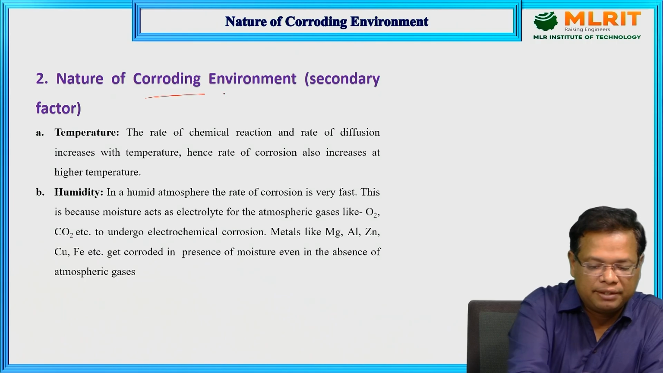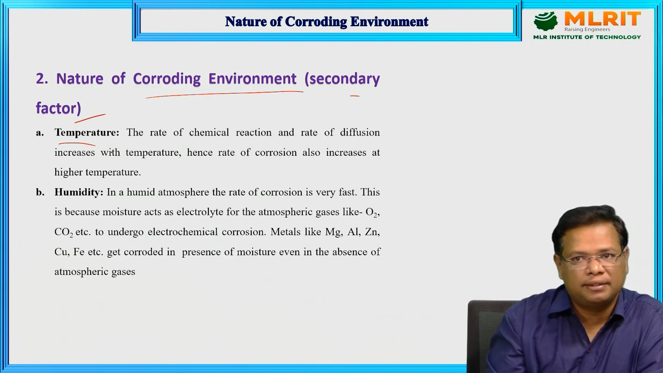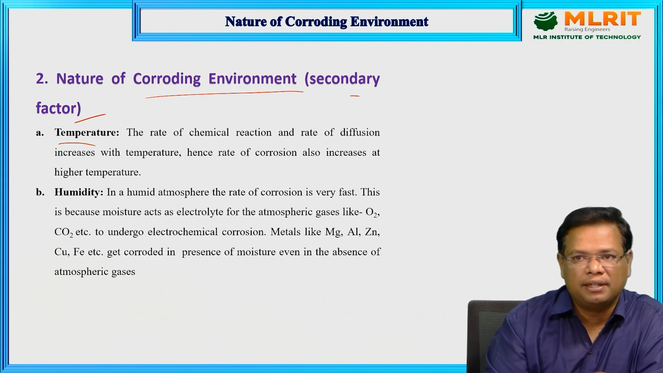Nature of the corroding environment, secondary factor. Temperature always enhances the rate of releasing of the electrons from the metal surface. So that is a very strong increasing factor for the corrosion.